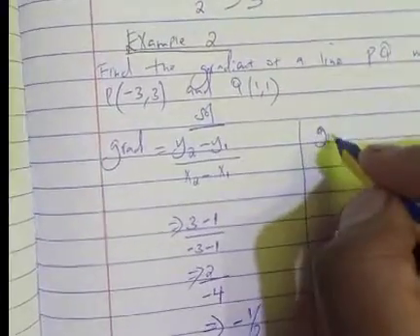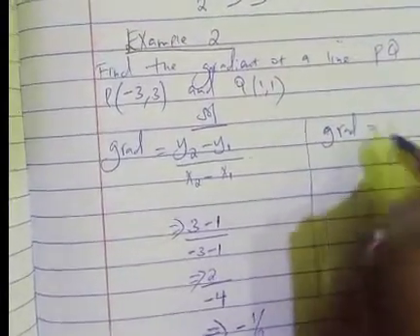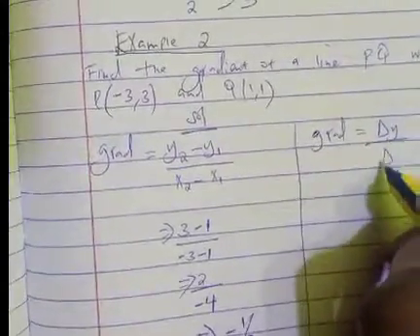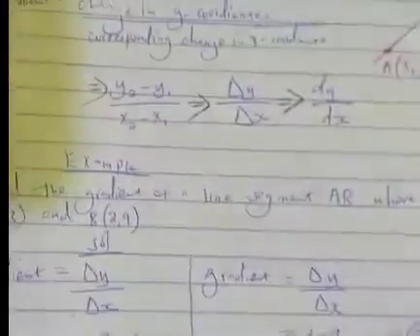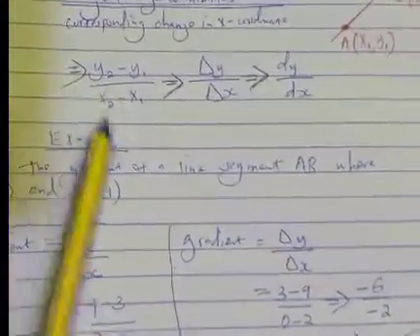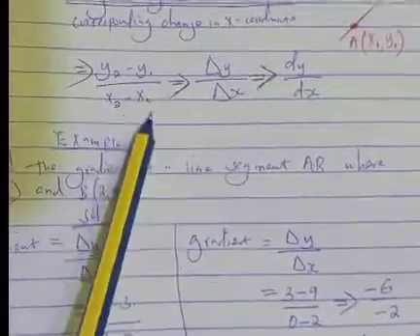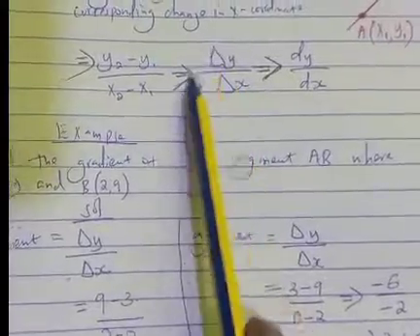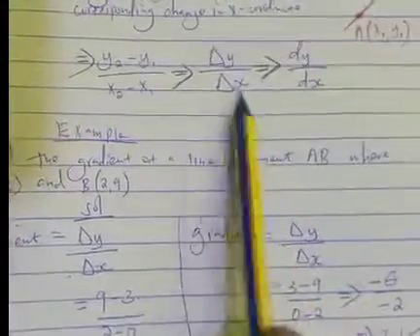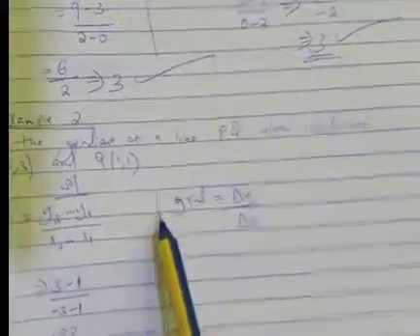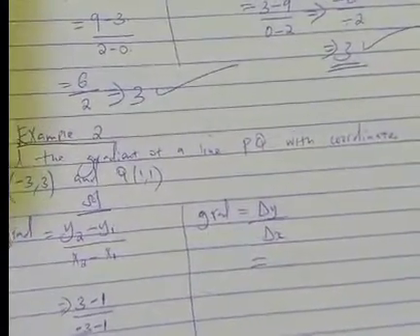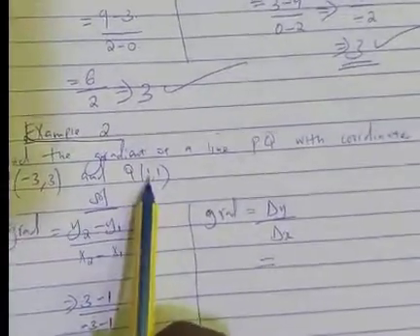So another student can say that gradient is the same as change in y over change in x, which is the same thing we said. We said here that gradient is the same as y2 minus y1 over x2 minus x1, and y2 minus y1 is the same as change in y, delta y over delta x. So gradient is delta y over delta x. So another student can decide to start with 1.